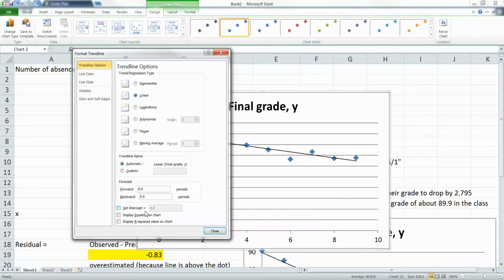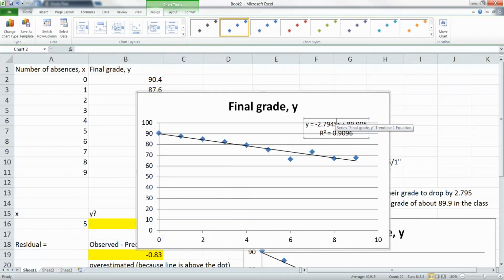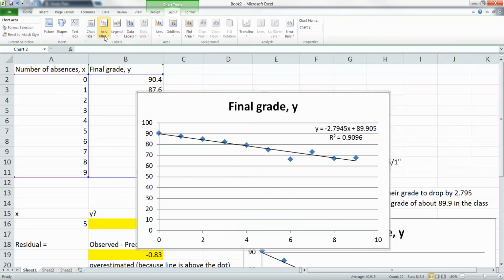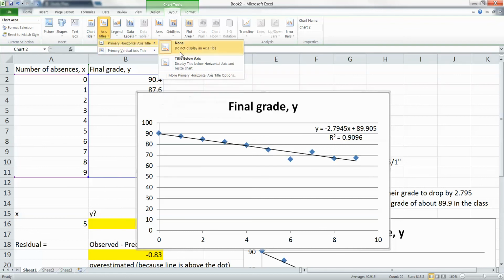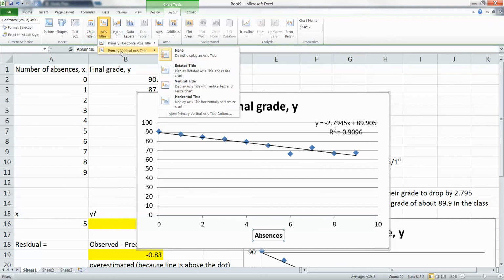You want a linear regression line, and I personally like displaying the equation and R squared just because I like having them somewhere. Close. Then you can drag this little box, which is basically a text box, wherever you want. If you want to fiddle around with titles and such, like you would have to for a project, that's a different story. So this is absences, and over here was final grade.